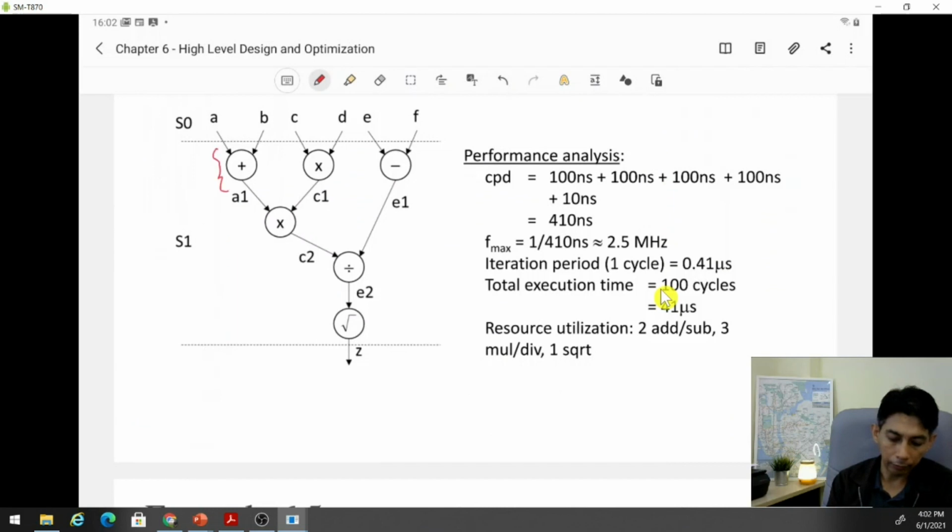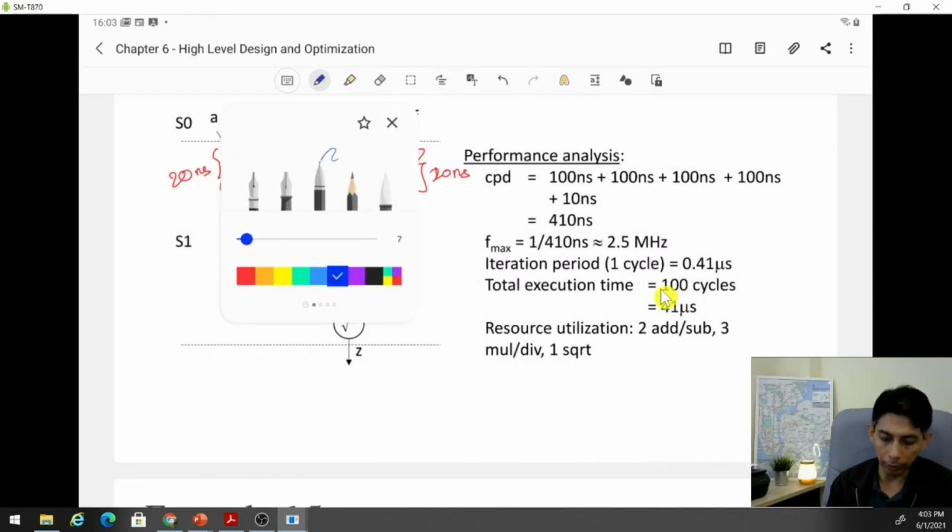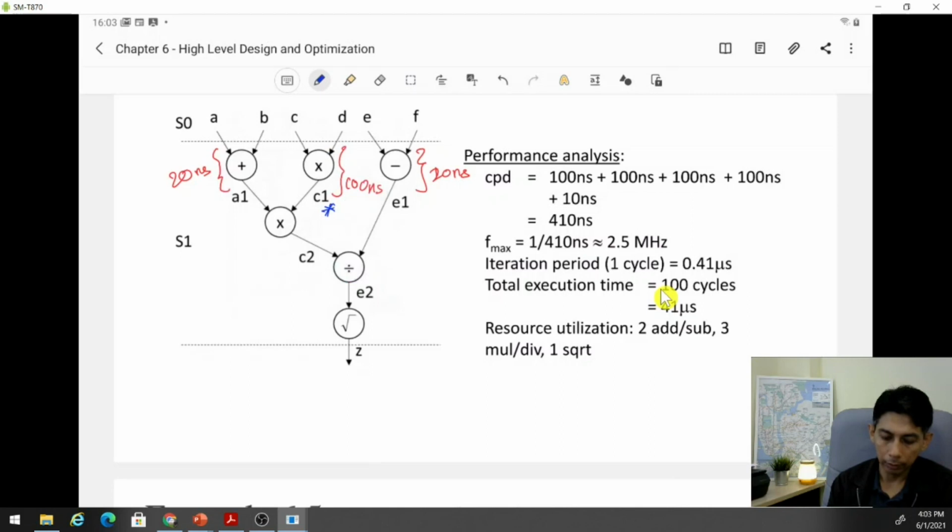So the delay from here to here is 120 nanoseconds, but this one is 100 nanoseconds and this one is 20 nanoseconds, right? So the critical path is this one. This is the critical path. So we take this one, 100 nanoseconds, into account. And the next one, this one will be 100 nanoseconds. All right. So the signal must go through this. So of course, we need to take this into account, 100 nanoseconds.